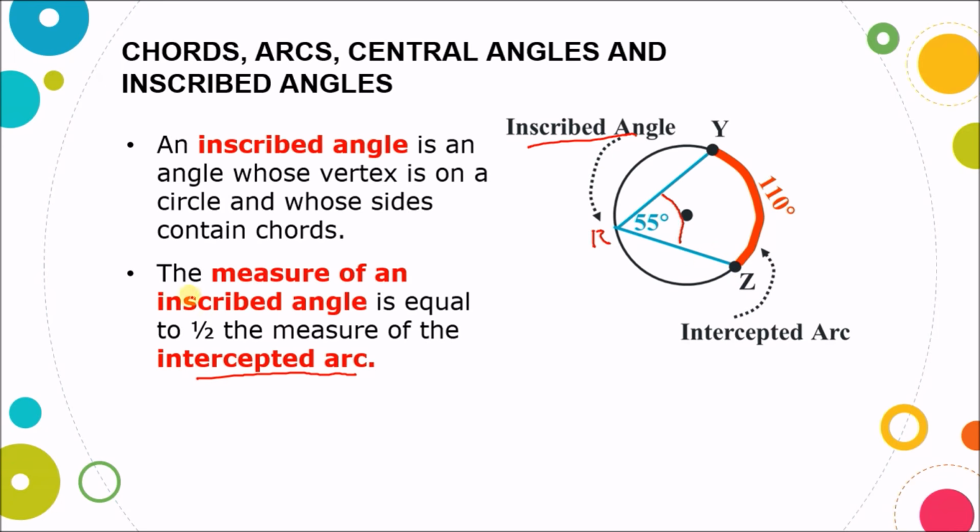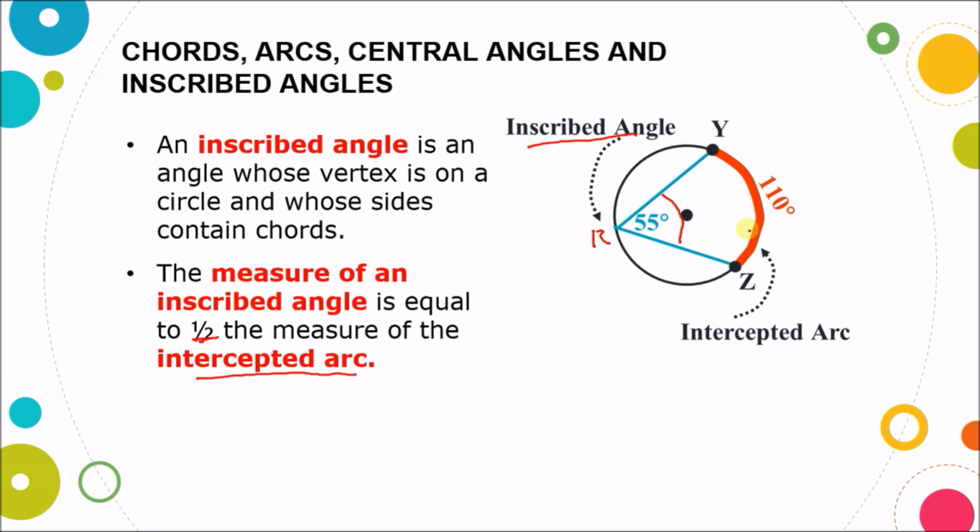The measure, according to the statement here, the measure of the inscribed angle is actually 1/2 daw ng measure ng intercepted arc. So if you have 110 degrees doon sa intercepted arc, take the 1/2 of that, you will have 55 degrees, and the inscribed angle here measures 55 degrees as noted from the given 110.